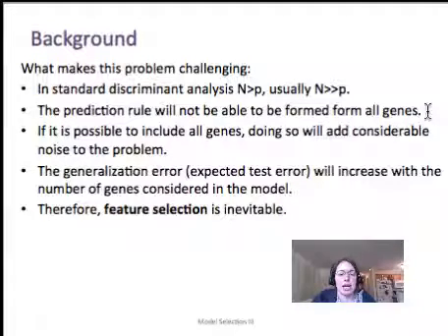Computationally, adding all of that noise to the problem will cause big issues. If it is possible to include all genes, doing so will add considerable noise. The generalization error, test error, will increase with the number of genes considered in the model. So for that reason, feature selection is inevitable. Okay, so I think we've nailed that point.